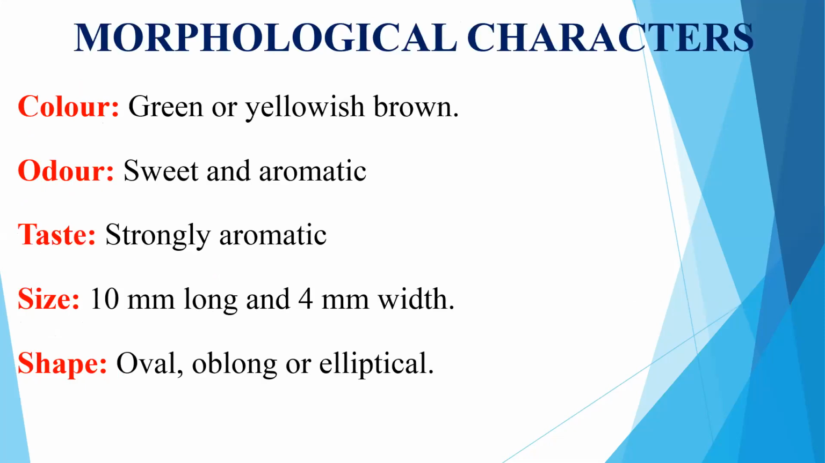Next, the morphological or organoleptic character of fennel. First is color of fennel. The color of fennel is generally green or yellowish brown. Next one, odor. Odor of fennel is sweet and aromatic. Next one, the taste. Taste of fennel is strongly aromatic. Next one, the size of fennel. Generally, fennel is 10 millimeter in length and 4 millimeter in width.